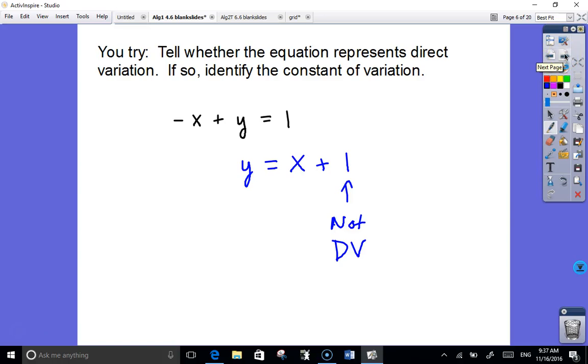Because a direct variation has a y-intercept of 0. So this has a y-intercept of 1, so it can't be direct variation. Direct variations have a y-intercept of 0. That's the only thing we're looking at here. Does it have that? Okay, try this one.